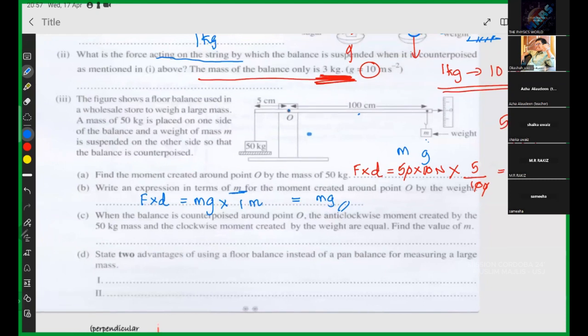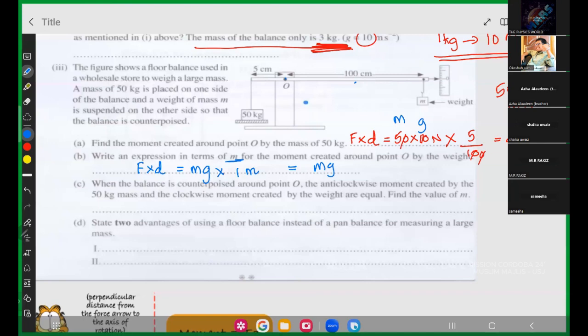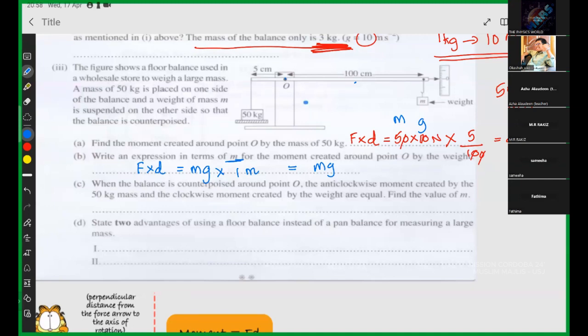Why mg? M is actually the mass that they have given. If you want to convert that into the weight, you multiply with the gravitational acceleration and write it. If we write 10M, that's also fine. It's not wrong. 10M is also correct.